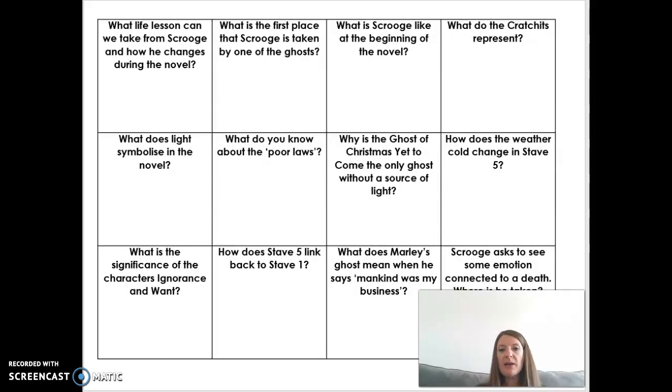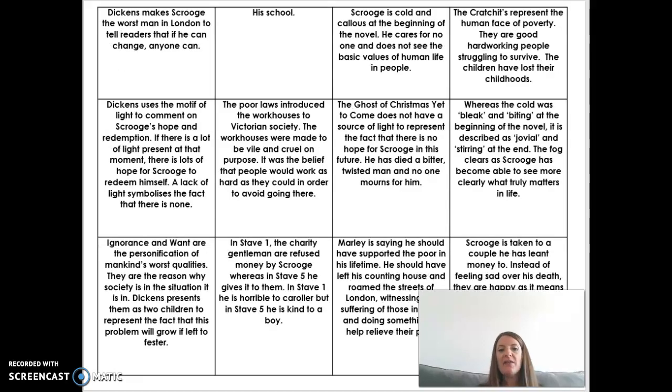What about Jacob Marley? What does Marley's ghost mean when he says mankind was my business? This is the idea that people are responsible for each other. And that's what Scrooge doesn't realise. Scrooge perceives himself as only responsible for his own self and his own wealth and his own well-being. But what Marley learns through his time as a ghost is that actually turning your back on the suffering of others does no good for anybody.